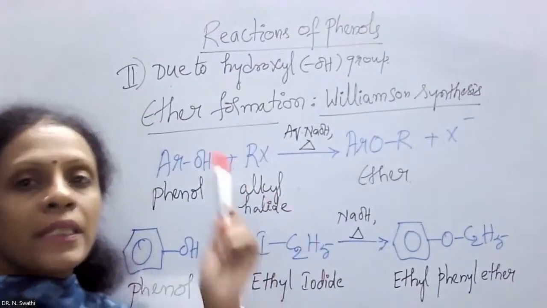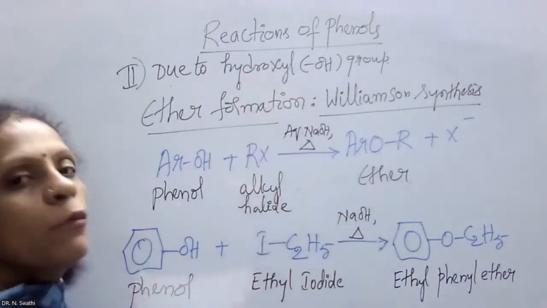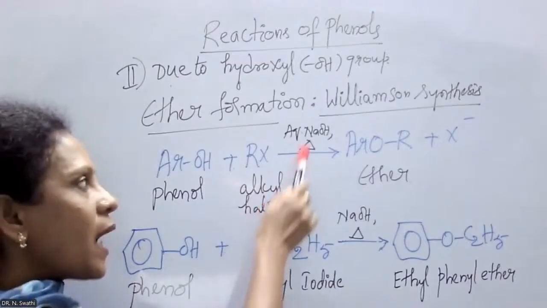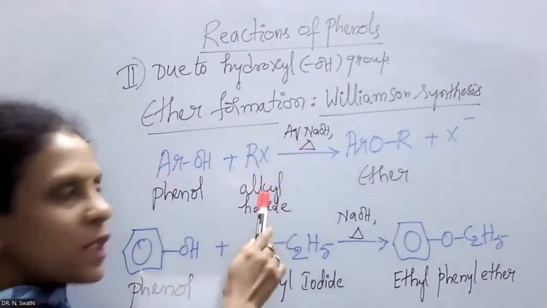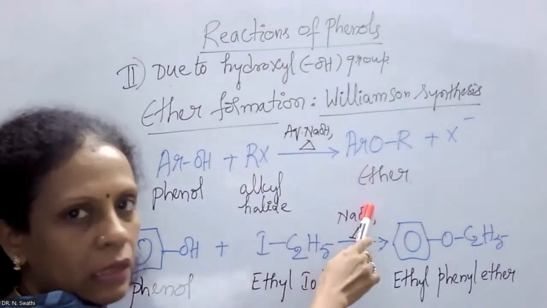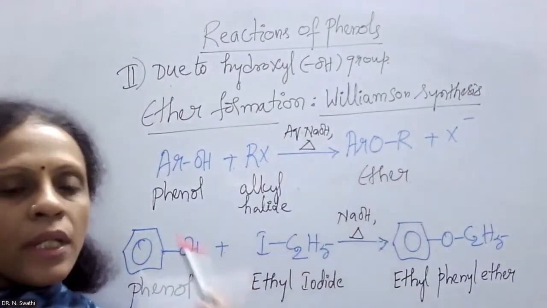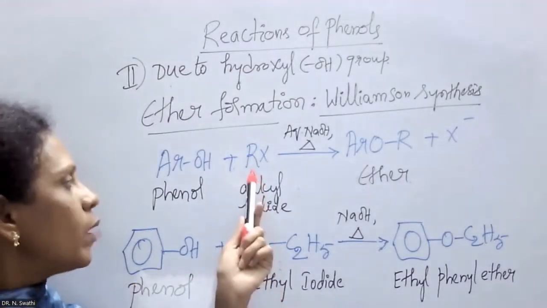Phenols also undergo etherification reaction, that is Williamson synthesis, due to the presence of the hydroxyl group in their structure. So when phenols are treated with alkyl halides in the presence of aqueous alkali such as sodium hydroxide, and this reaction mixture is heated, there will be formation of the corresponding ethers. So this ArOR is nothing but an ether. Let us consider an example. Here I have taken ethyl iodide as an example of an alkyl halide.